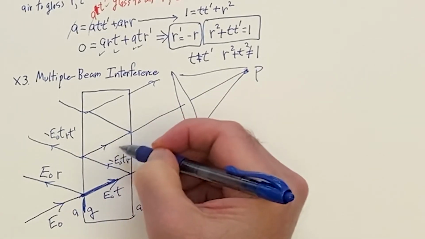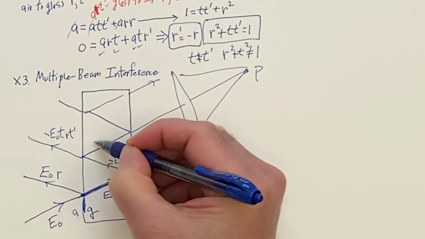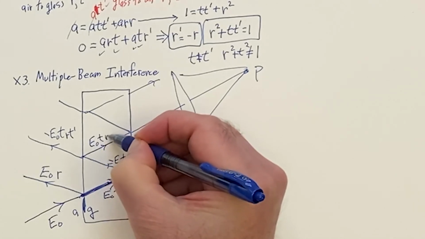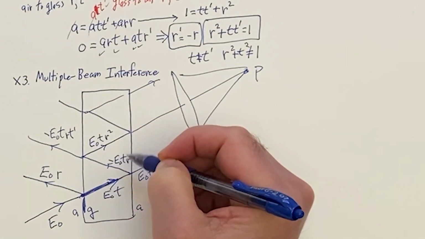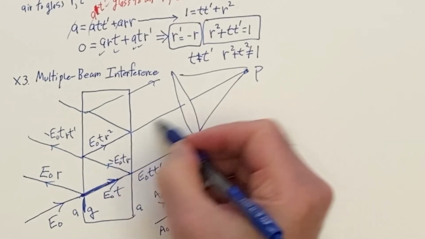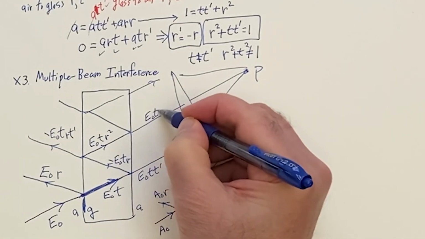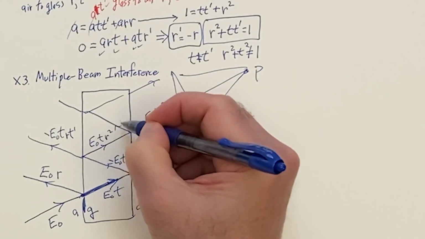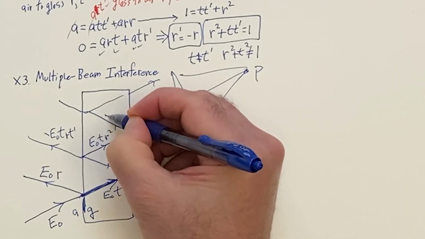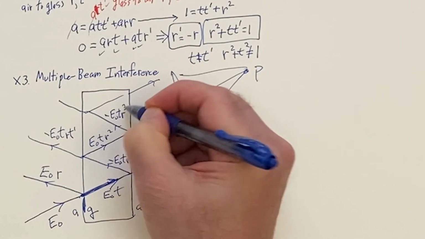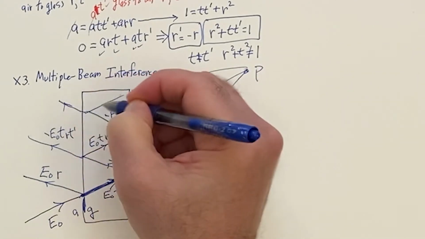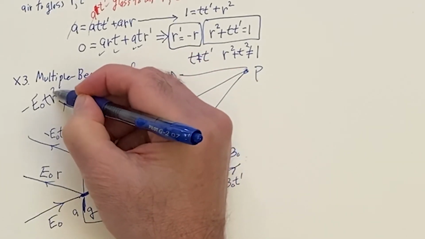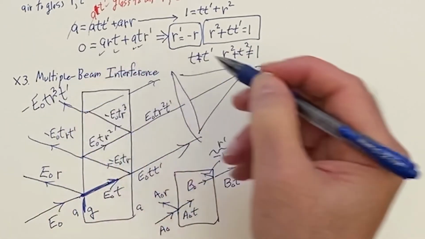Okay, then we have here another reflection internally. So this is a minus, R kicks in again. So that'll be minus R twice as its factor, which is R squared. And then when you come out like this, you just hit this with a T prime since we're leaving the glass. This one here is going to have another minus R, so this is minus E naught T R cubed. And this one, you're going to have whatever this is, minus E naught T R cubed, just slap a T prime on there.